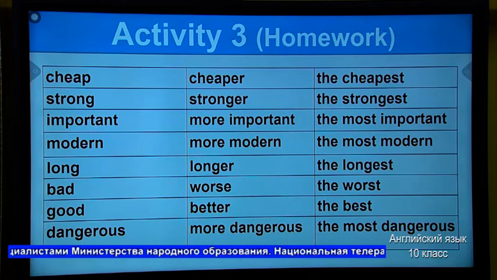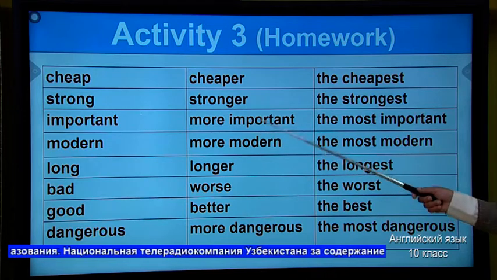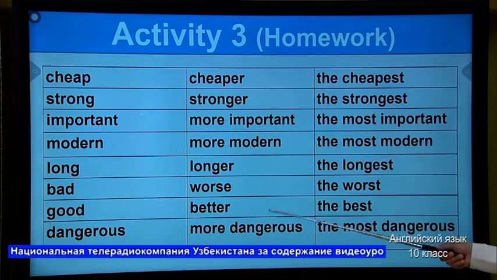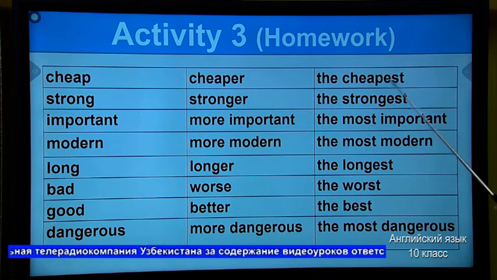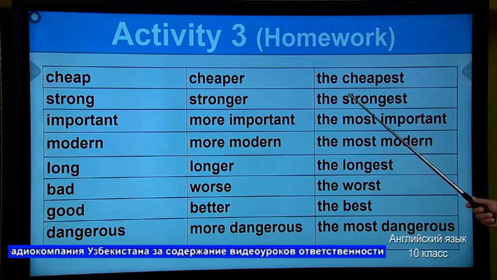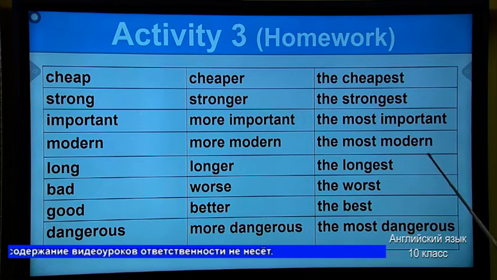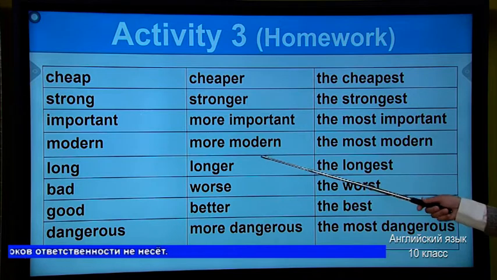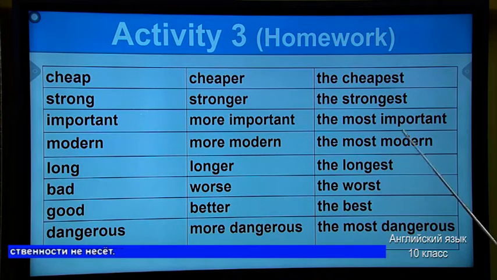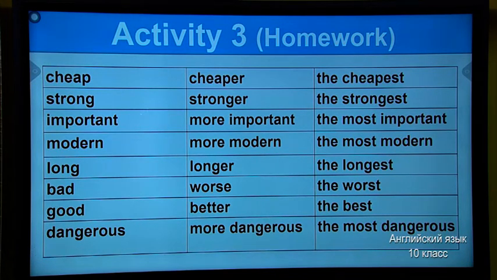Let's check. Cheap, cheaper, the cheapest. Strong, stronger, the strongest. According to the rule of one syllable adjective, we add er to the comparative degrees and est with the definite article the in superlative degrees. What about the word important? More important, the most important. More than two syllables, we have to use more before adjective and the most in superlative degrees.